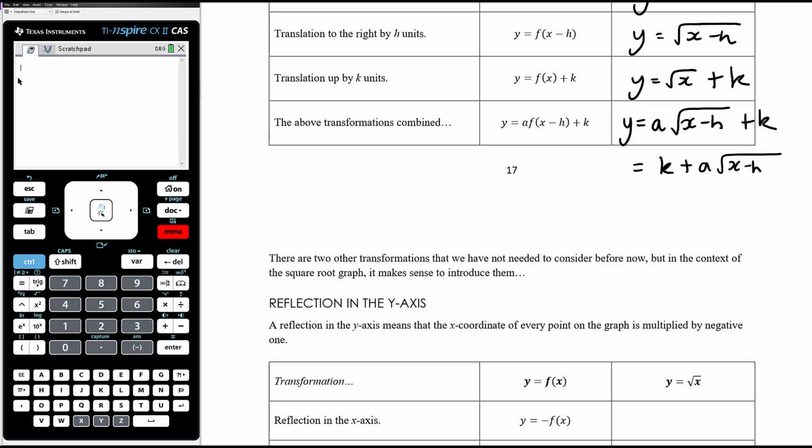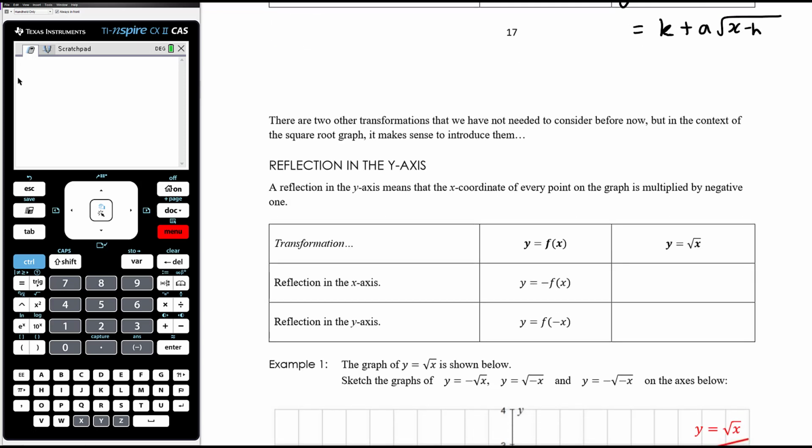But in the context of the square root graph, we need to start to think about these. The first of those is the reflection in the y-axis. The reflection in the y-axis means that the x-coordinate of every point is multiplied by -1, and that's therefore going to reflect around the y-axis if you multiply the x-coordinates by -1.